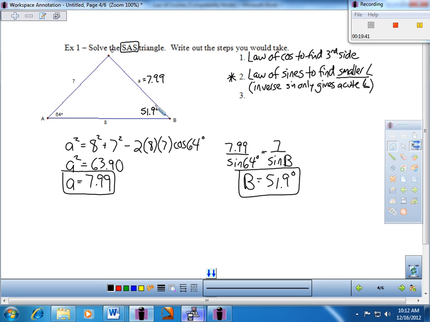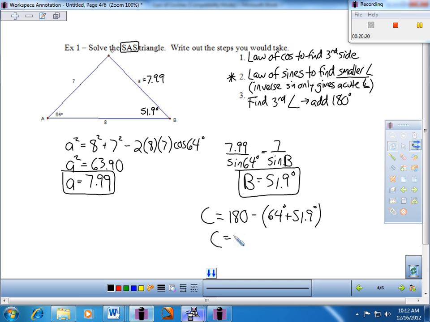Angle C is it. And so how about this? Just find the third angle. And as we all know, this should be relatively simple for us. It has to add to 180. And so I'll go ahead and put this piece right here. Based on what I have, 180 minus, what did we say, 64 plus the 51.9. Okay, and so this is angle C when all said and done. Let me just make sure I have everything correct up here for you. And I have about 64.1 degrees.